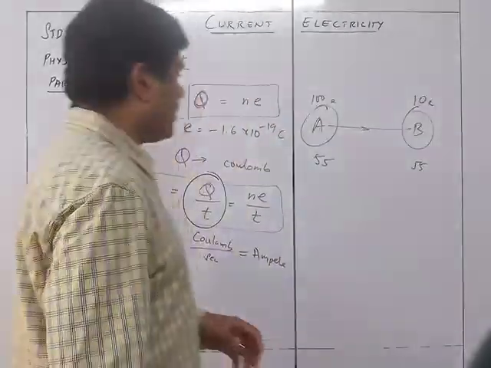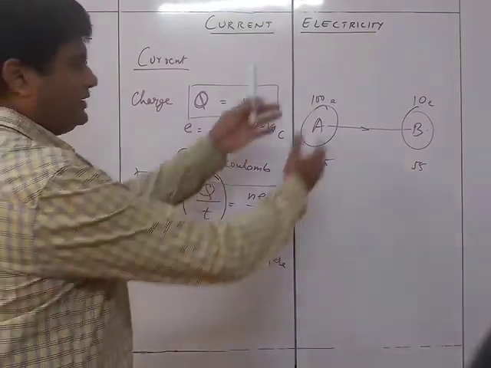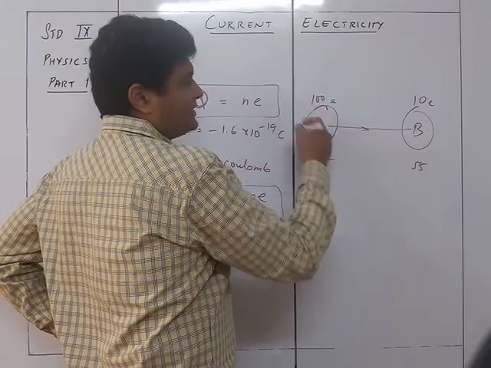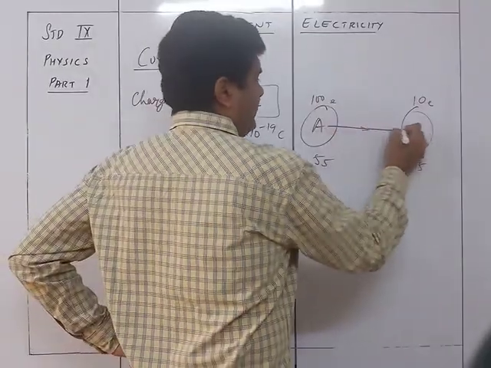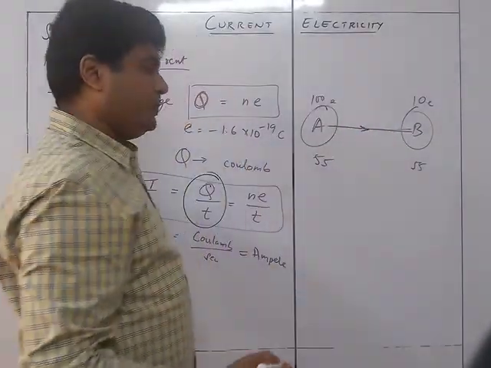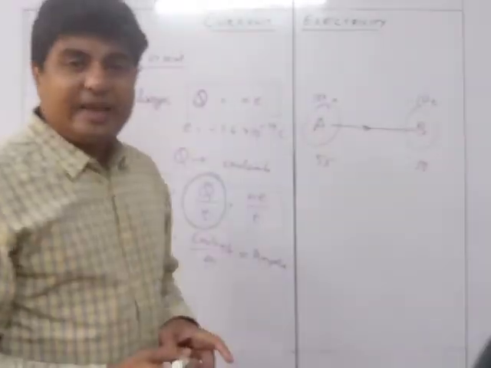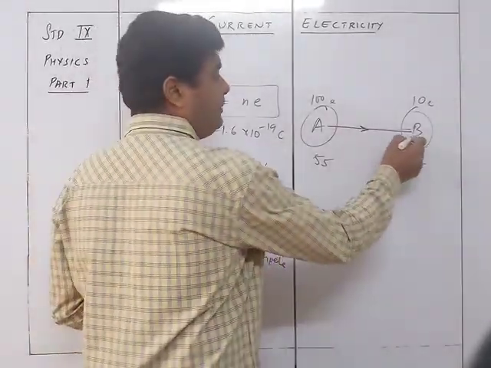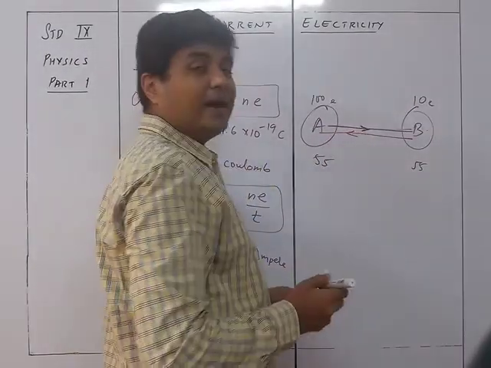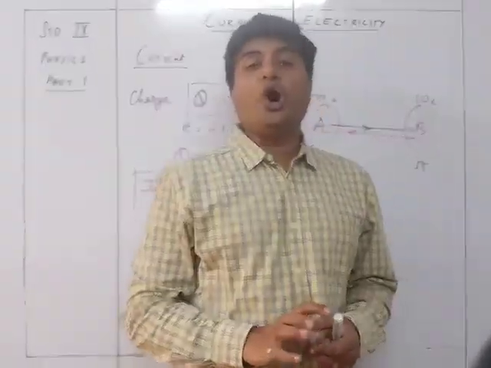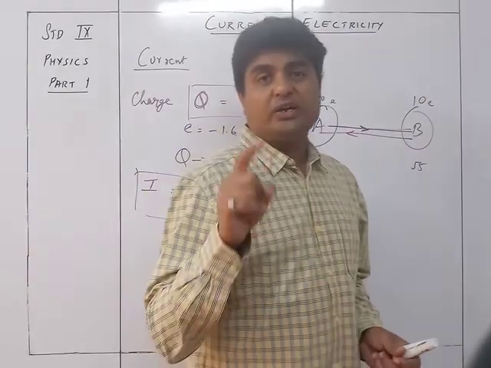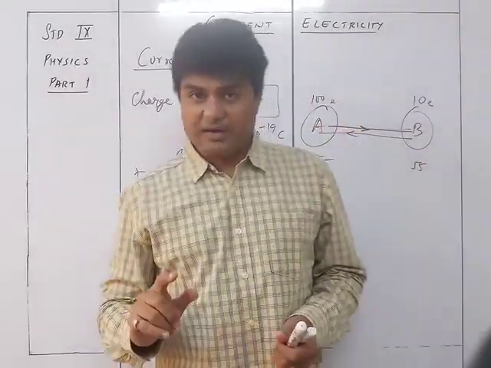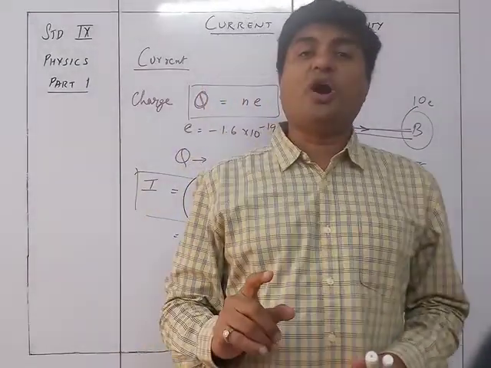Conventionally, if I have a circuit, or let's say this only. Now I told you that the electrons are going to flow from A to B. The electrons are going to flow from A to B. But when I talk about the current, it will be flowing from B to A. So conventionally, the flow of the current is opposite to the flow of electrons. Okay, flow of current is opposite to the flow of electrons.